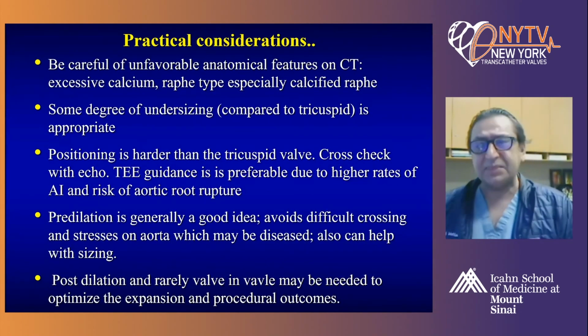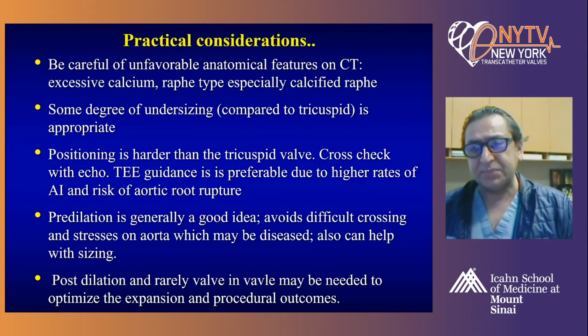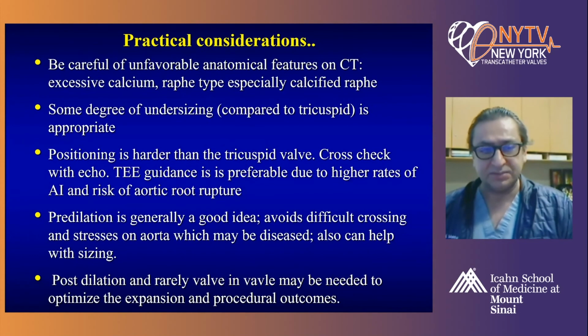So in ending my talk, I want to first talk a little bit about the practical considerations. I think it is important to be careful about unfavorable anatomic features on CT. So it's important to be careful when there are patients with excessive calcium, and patients with calcified raphe, and the combination particularly of these features. Some degree of undersizing is appropriate, but we still believe in annular sizing and not in supraannular sizing.